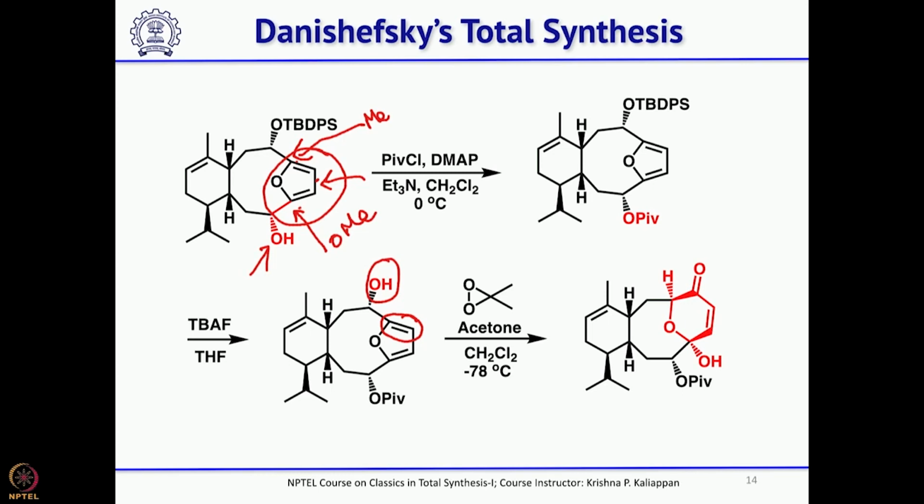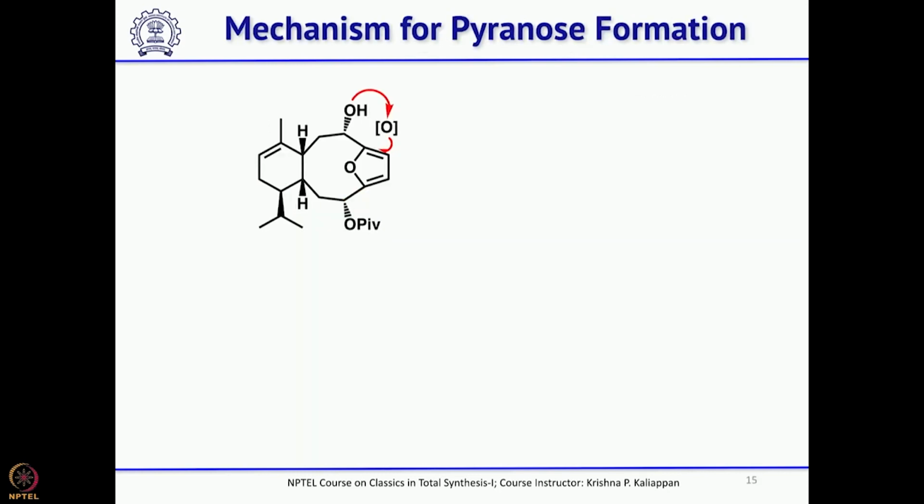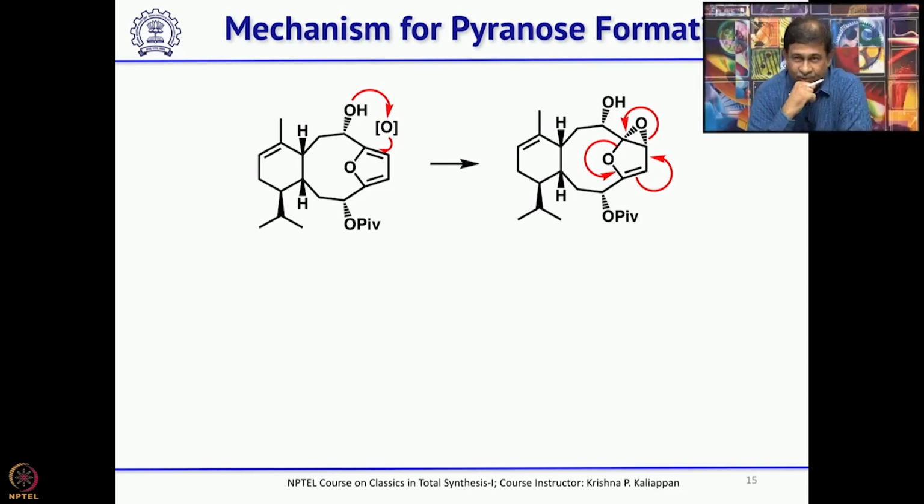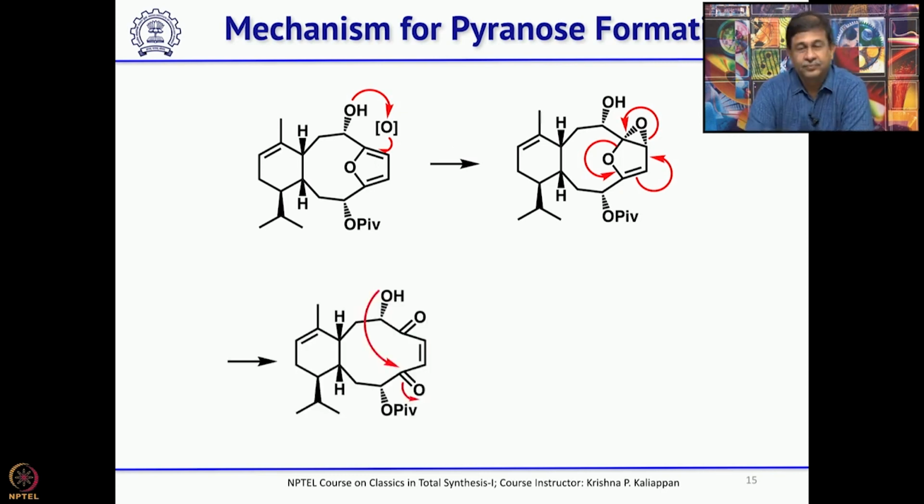How does it happen? It is very simple, it is well known in the literature. So first, as I said, it forms the epoxide of the double bond which is close to the hydroxyl group. It is like allylic alcohol epoxidation. Once it is formed, then you can see the arrows, the opening of this 5-membered ring gives rise to this ene-dione.